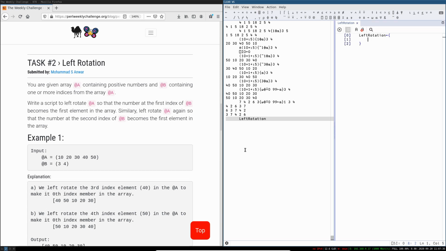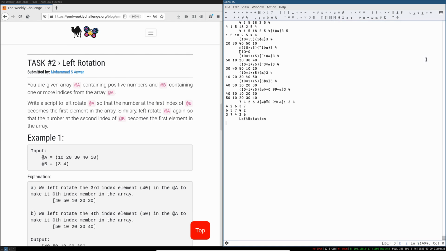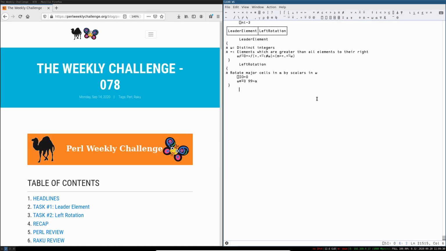And really, apart from just local, set quad O to 0. In fact, if you want to make it, there you go, now it's high rank. Rotate major cells in omega by scalars in alpha. No, that's a lie. Omega alpha. Rotate major cells in alpha by scalars in omega. I mean, that's literally what the APL says. Don't think there's loads to say. I mean, when there are array-based challenges, then that's just APL's thing.